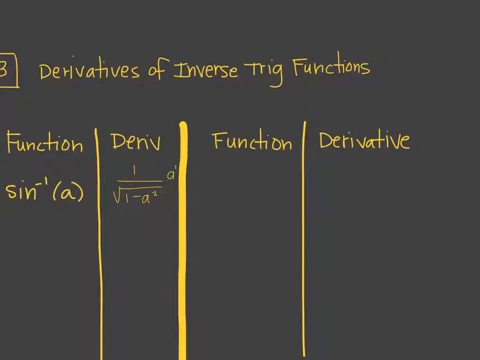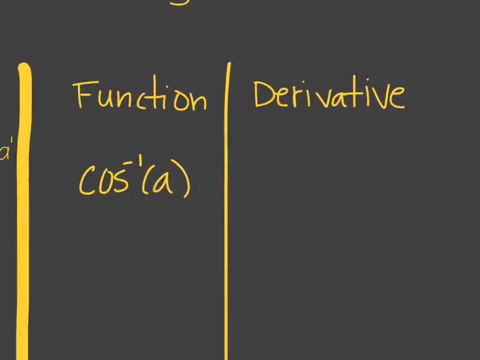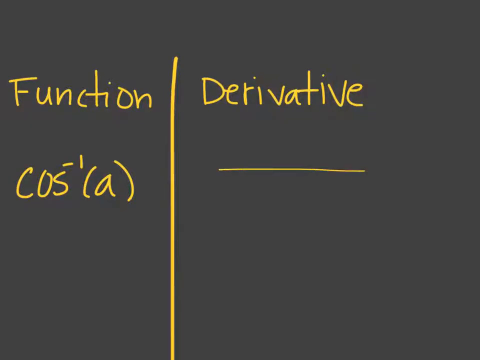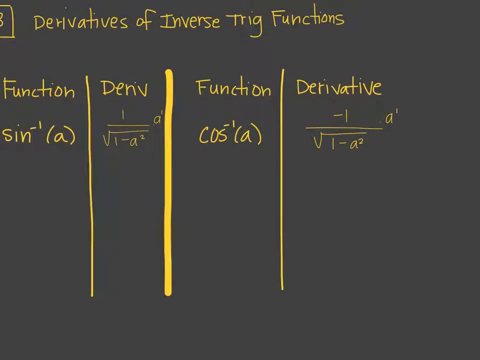But the same thing is true, or it's very similar, for the inverse of cosine. Its derivative is the exact same, just with a negative sign. And so the derivative of that would be negative 1 over the square root of 1 minus a squared, and then tack a prime onto the end, or you could put a prime in your numerator. It's really up to you, your personal preference, however you want to memorize that.